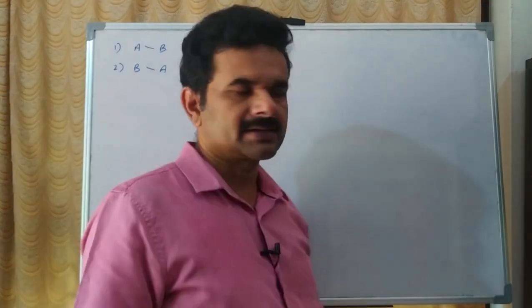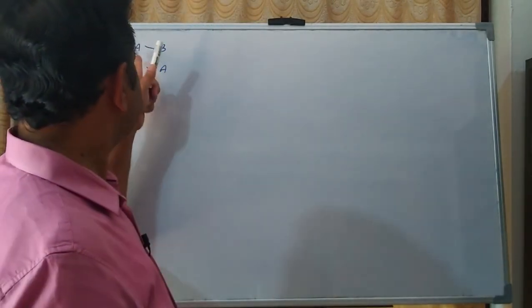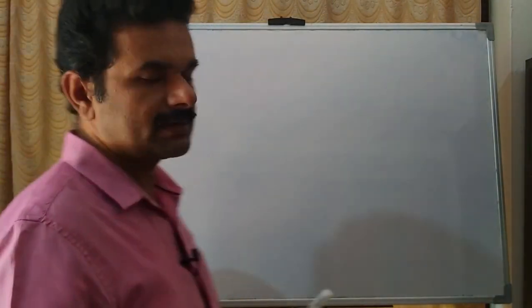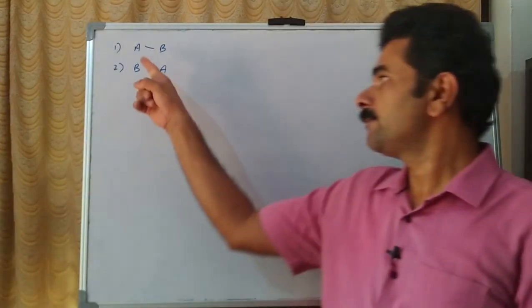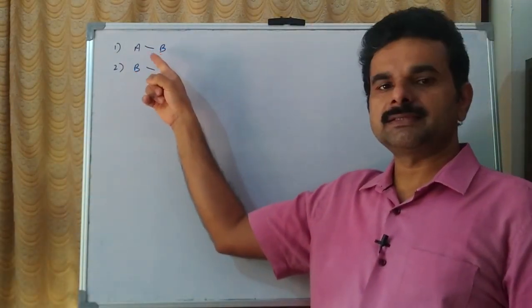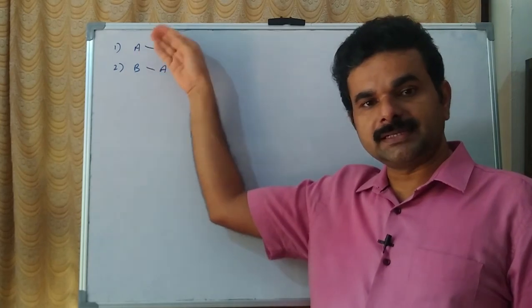Okay, the next operation: difference of sets, A difference B and B difference A. What is A difference B? A difference B is the set of all elements in A other than B.